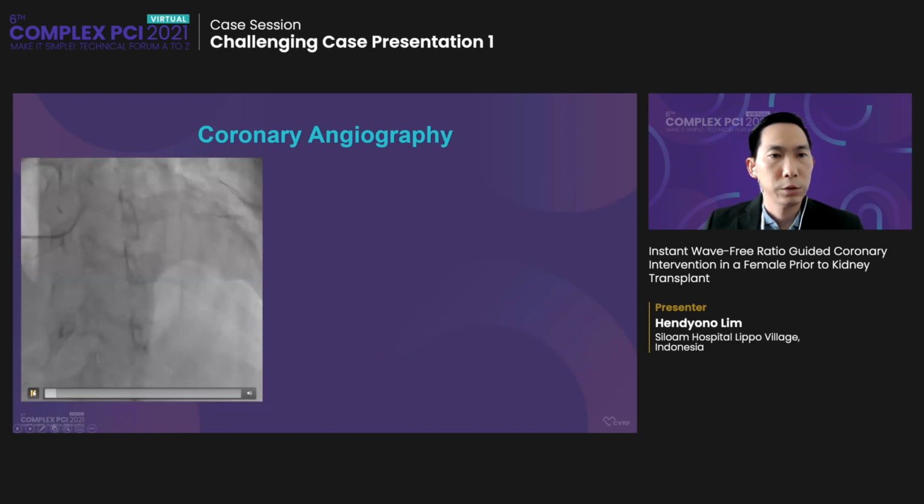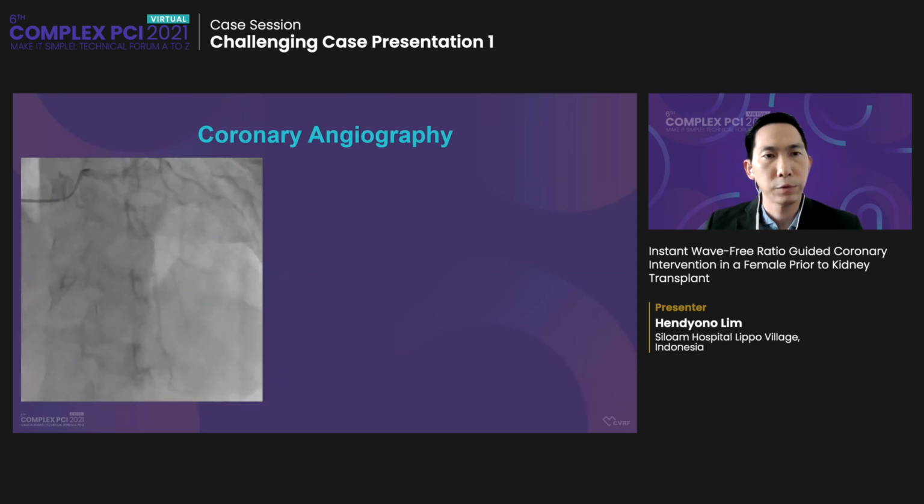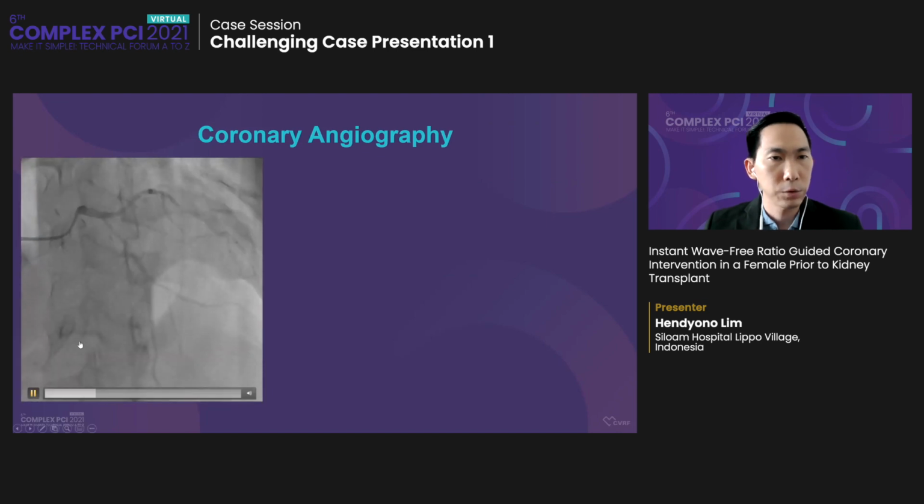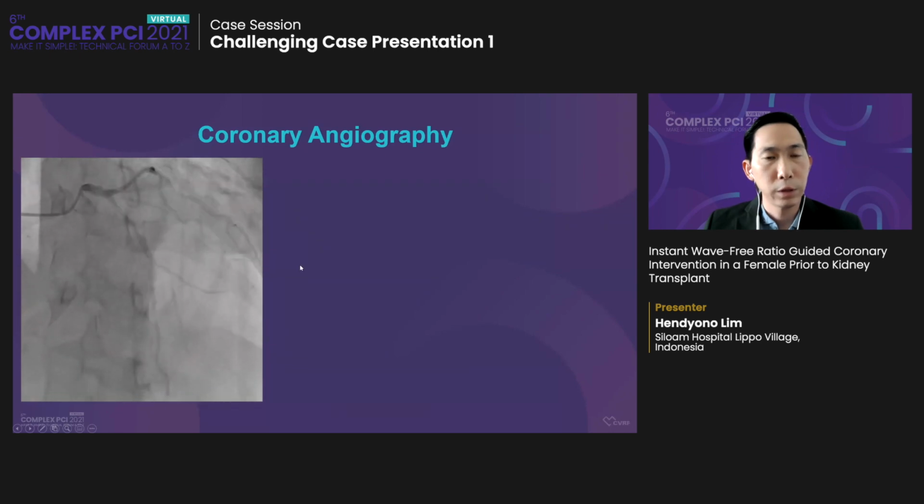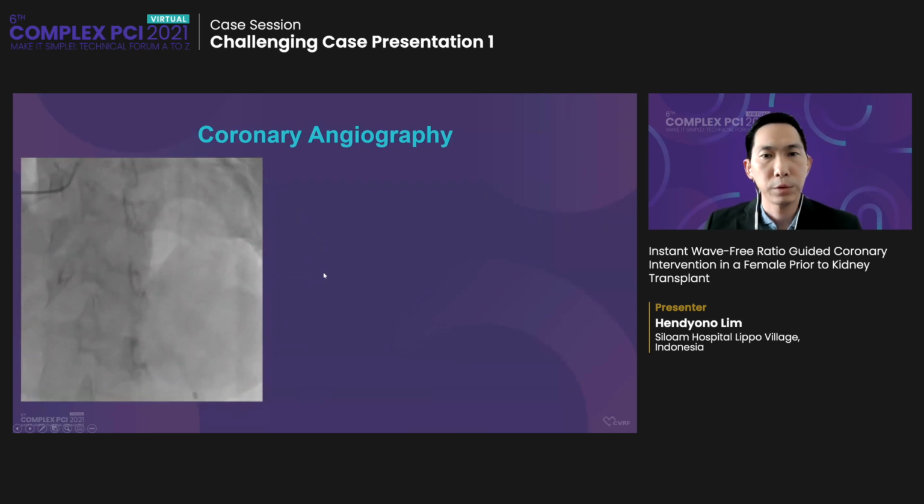The results we can see are still normal in the left main artery and also the left circumflex artery, but there's a borderline stenosis in the left anterior descending artery, about 70% in the mid segment.